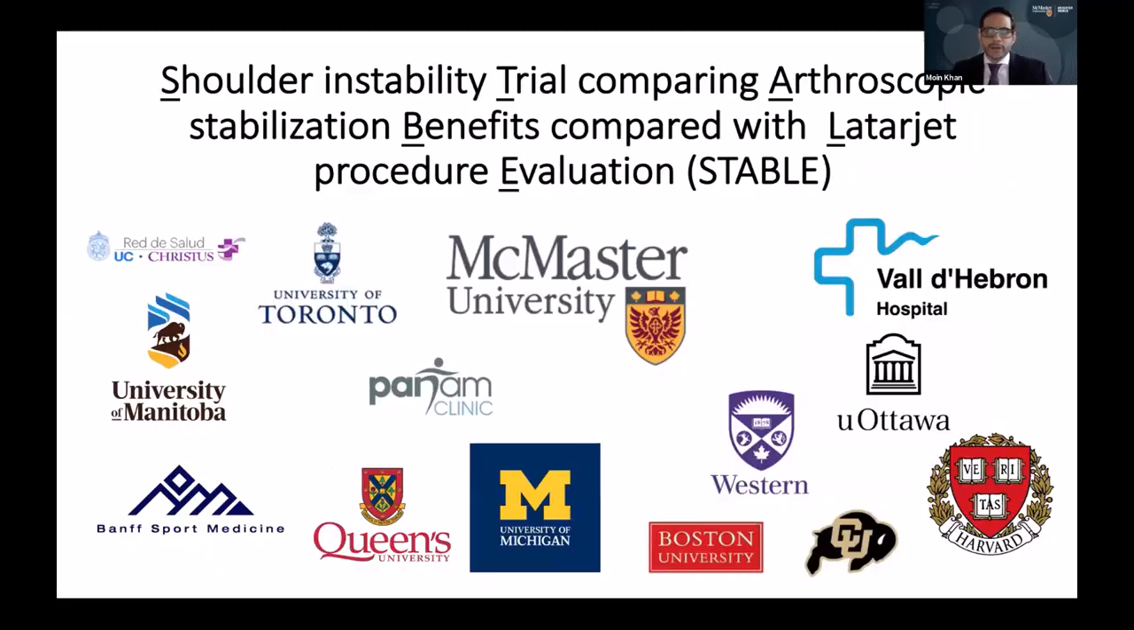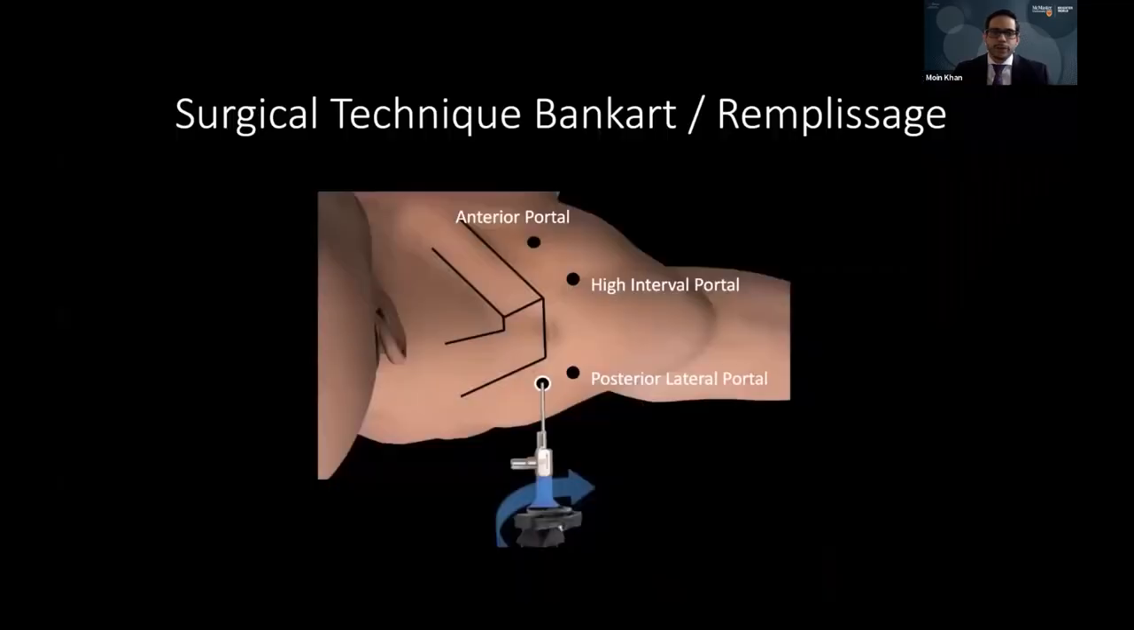So this is actually a trial that we are leading out of McMaster University, and this is an international study looking at instability in subcritical glenoid bone loss, comparing the remplissage procedure with the Bankart repair versus the lateral J procedure. So stay tuned for those results when they eventually come out, and we can definitively answer this question.